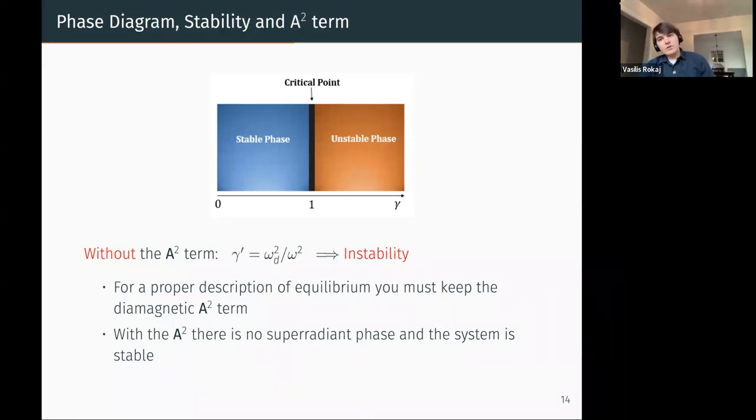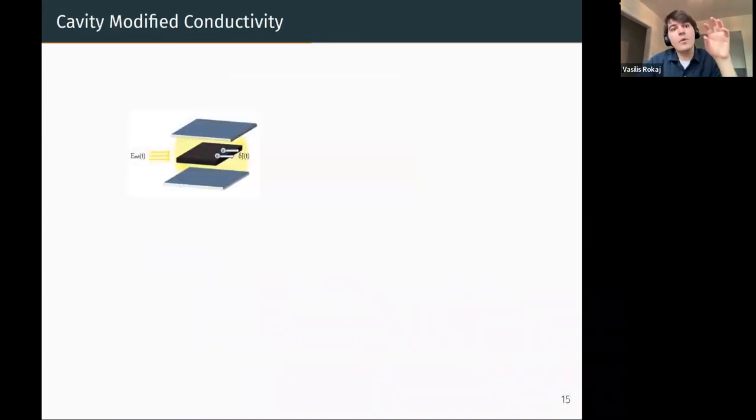And of course, what I told you now is all about the ground state. But the next thing that I would like to tell you is what happens if we now apply an external electric field.